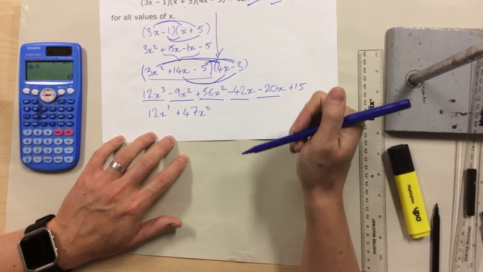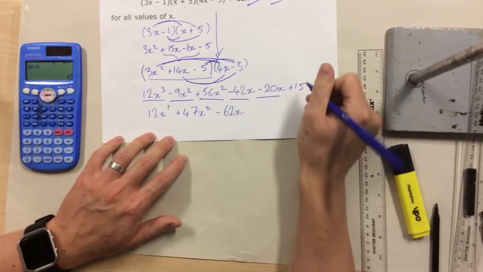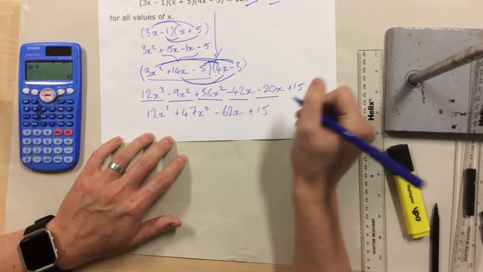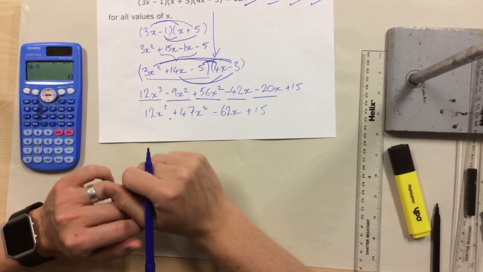We're at negative 42, we're going down 20. Yeah, that is negative 62x, and we got that plus 15 on the end. So we are all good. You know you've got that right. Those marks are in the bag.